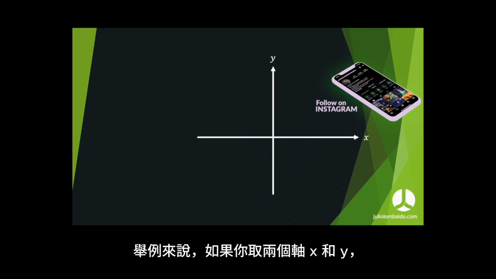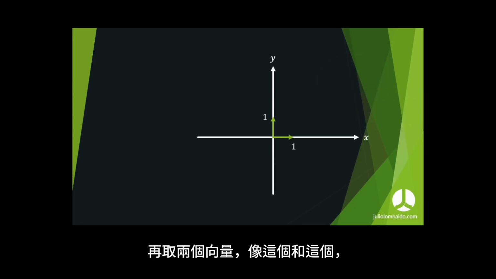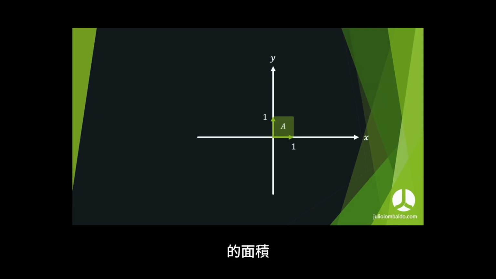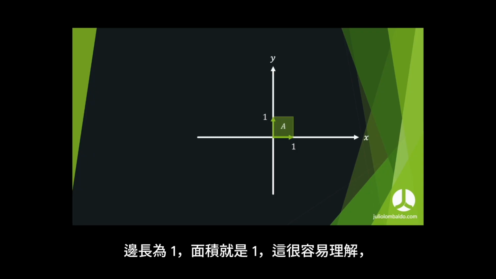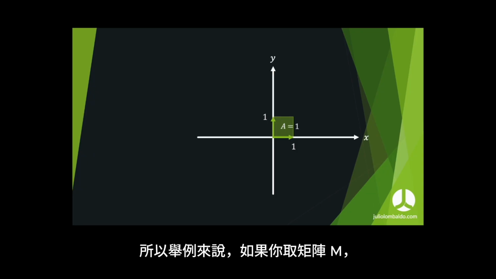For example, if you take two axes, x and y, and take two vectors like this one and this one, we can imagine a square formed by the two vectors. Of course, the area of this square, whose side is 1, is just 1. It's so easy to understand that.